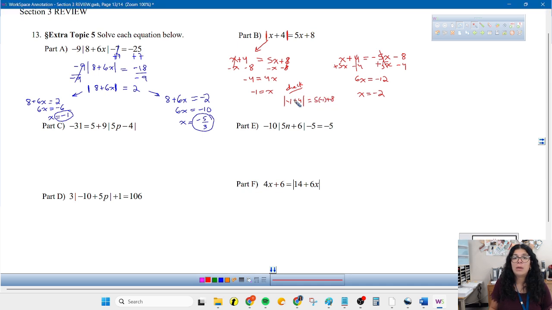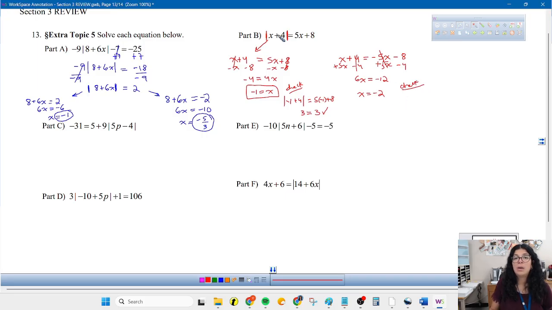Well, negative 1 plus 4 will be 3. The absolute value of 3 is 3. And 5 times negative 1 is negative 5, plus 8 is 3. So this works out. Yes, negative 1 is a solution. Now, just because negative 1 is a solution doesn't mean that negative 2 is a solution. So we need to go ahead and check negative 2 as well.